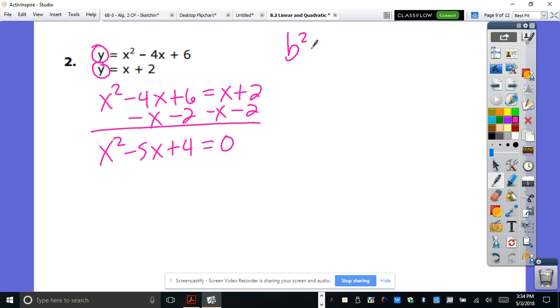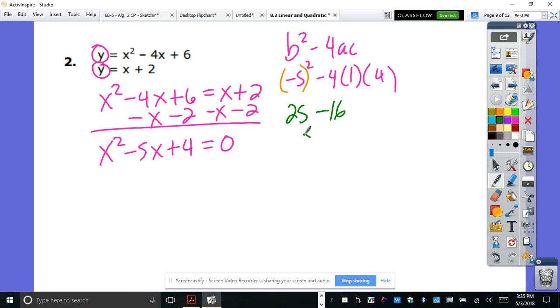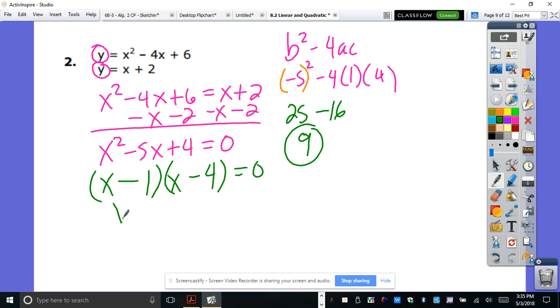Using the formula for the discriminant, b squared minus 4ac, b is negative 5 squared minus 4, a is 1, c is 4. Remember, when you put this in a calculator, you gotta put parentheses on the negative 5. That becomes 25 minus 16. You know the answer would be 9, which is positive. So again, we'll have two answers there. x equal to 1, x equal to 4.